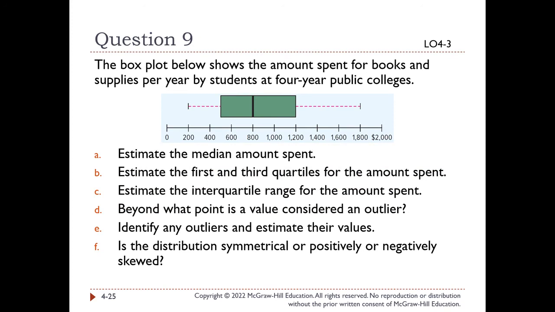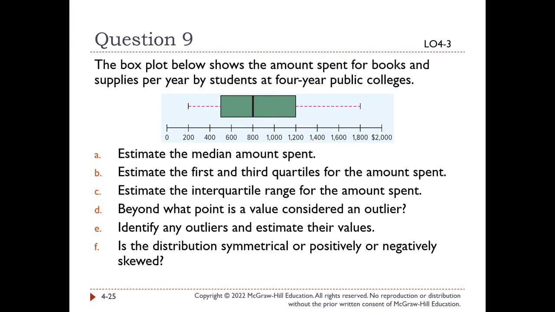Estimate the first and third quartiles for the amount spent. Well, the first one looks about right at 500. It's right in between, while the third is right above 1200. Okay, again, that's the end of the box. Estimate the interquartile range for the amount spent. Well, again, we take the 1200 minus our 500 from the first, which will give us 700.